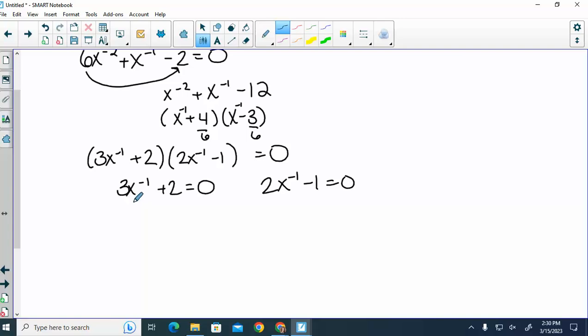Three x to the negative 1. The negative exponent only hits the x, so this is saying 3 over x. So 3 is equal to negative 2x, and x is negative 3/2. For this one, 2x to the negative 1 means 2 over x. So you can multiply over the x, and you get x equals 2.